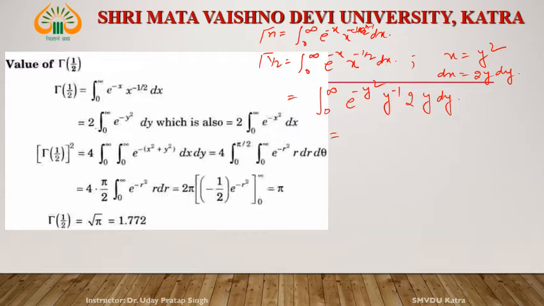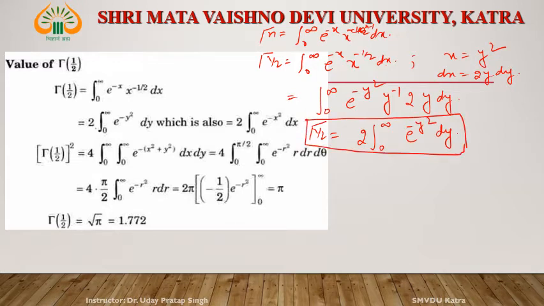And what is this? This is 0 to infinity e to the power minus y square into 2 dy. This is gamma 1 by 2. Remember the relation, this is gamma 1 by 2. Again, this gamma 1 by 2 we can write as 2 into integral 0 to infinity e to the power minus x square dx. Why?